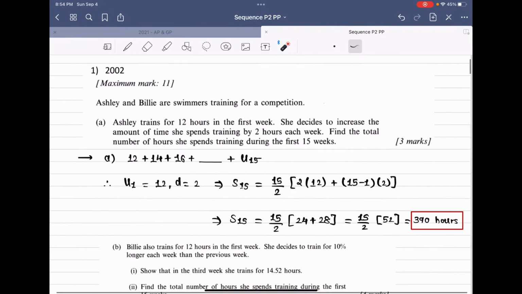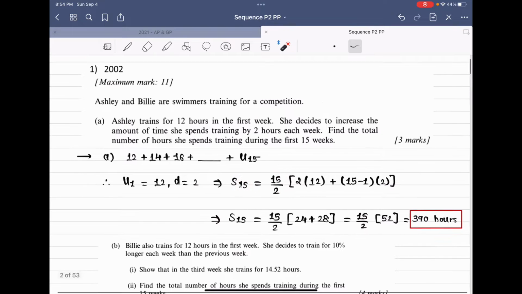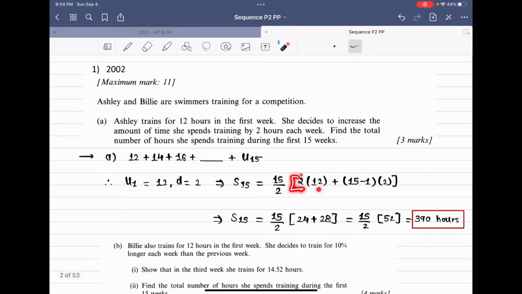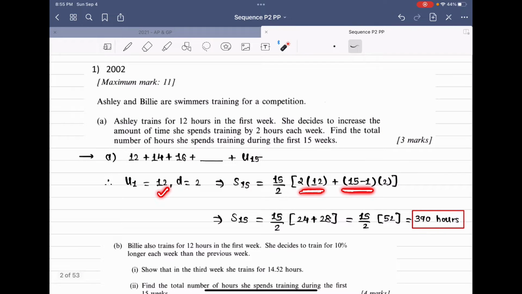Sum formula is n over 2. N is 15, so 15 over 2, bracket 2 times U1, so 2 times 12, plus n minus 1, so 15 minus 1 times d, which is 2. If you type this on a calculator, 2 times 12 is 24. 15 minus 1 is 14 times 2 is 28. 24 plus 28 times 15 over 2 is basically 390 hours. So in total 15 weeks, Ashley spends 390 hours on her swimming.